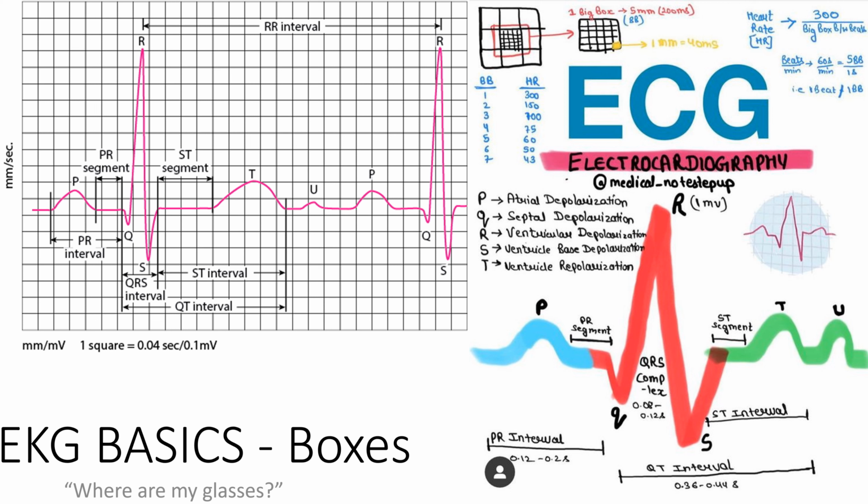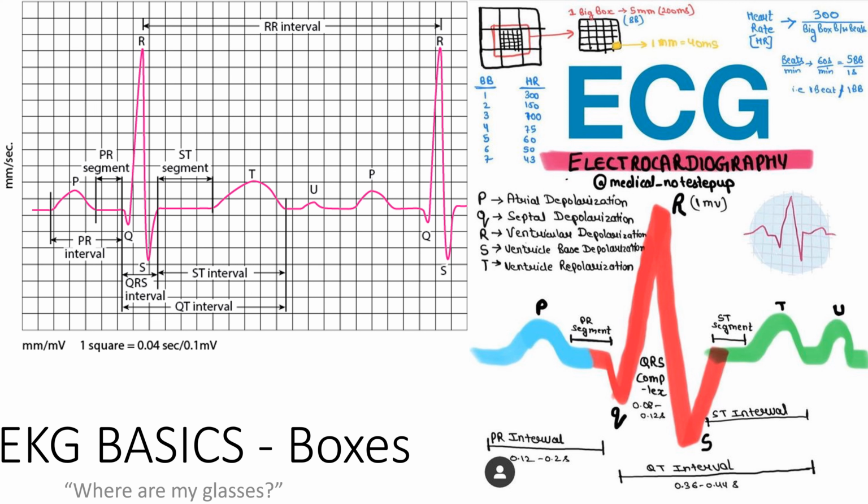All right, so EKG basics, the boxes. Now we're going to go into the actual boxes and what they mean, and how to calculate a heart rate, and then we'll talk about the intervals and what those are important for. We kind of talk about some of them, like the QT interval is pretty important. PR intervals are becoming important. We talk about AV blocks.